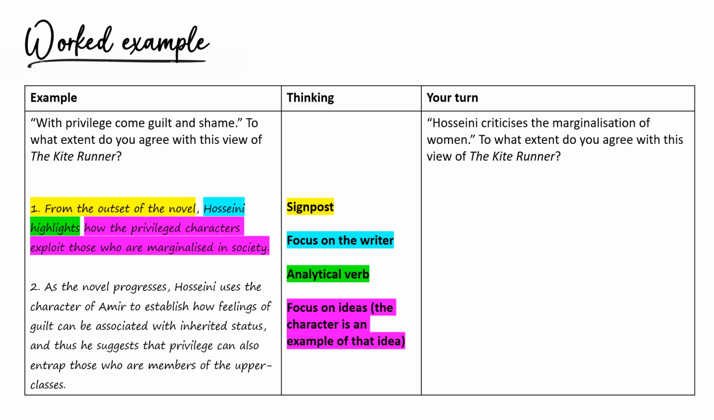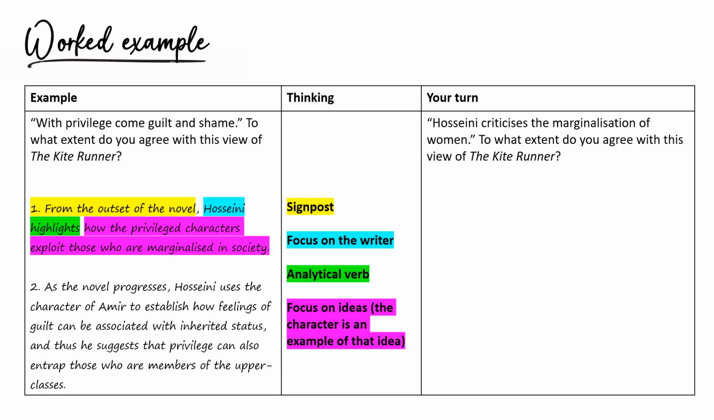Okay, welcome back. We're going to have another look at a second example. So example 2 has come up on the screen there. So same question. As the novel progresses, Hosseini uses the character of Amir to establish how feelings of guilt can be associated with inherited status, and thus he suggests that privilege can also entrap those who are members of the upper classes. So just take a moment to pause the video, and if you see the way I've highlighted the first example there, think through how you would highlight the second example using that colour sequence that I've got on the screen to identify the different elements of my sentence.